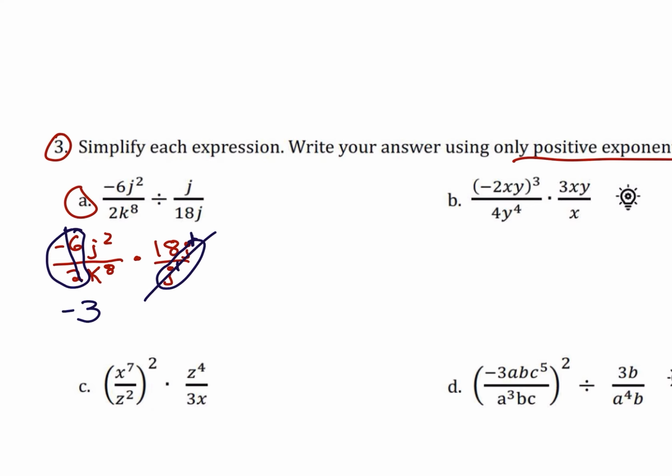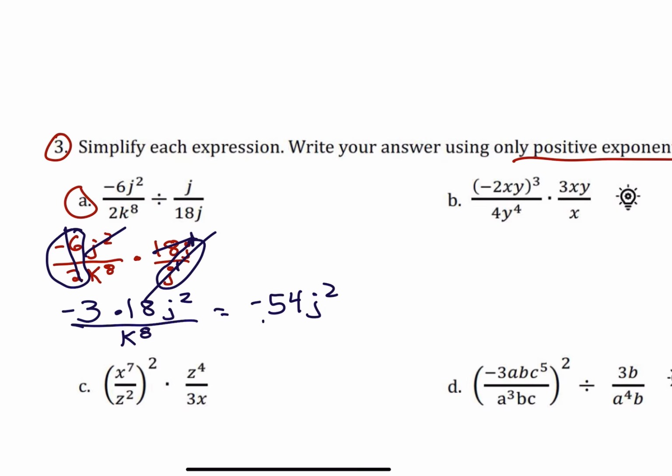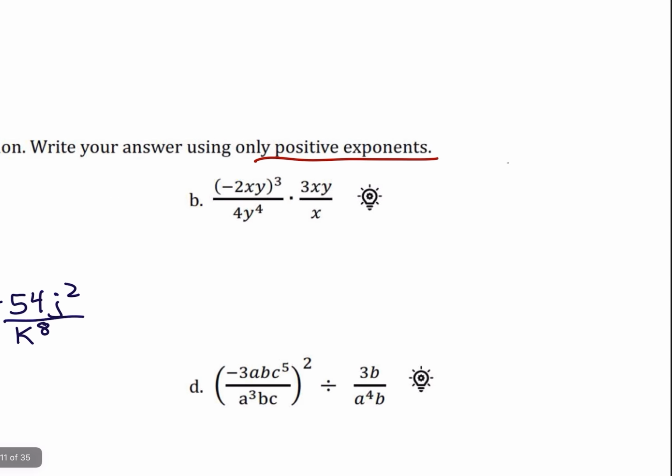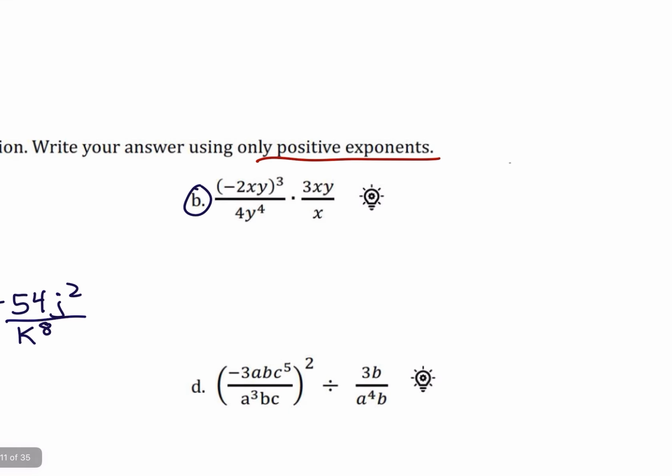Then we have times, and remember, we still have an 18 in the numerator, and we still have a j squared. Okay, so that takes care of the 18 and the j squared, and then it's over k to the eighth. And now we simply have to multiply the negative 3 and the 18 together. So we're going to get negative 54 j to the second over k to the eighth. Nothing else we can simplify. We're done. Okay, let's go now to problem B on this same lesson.